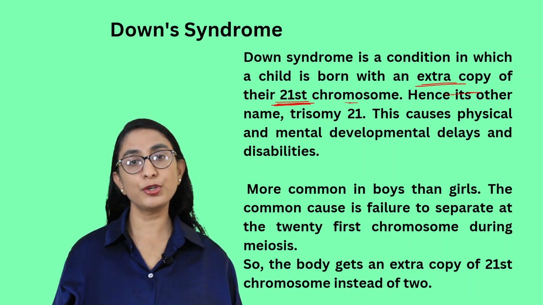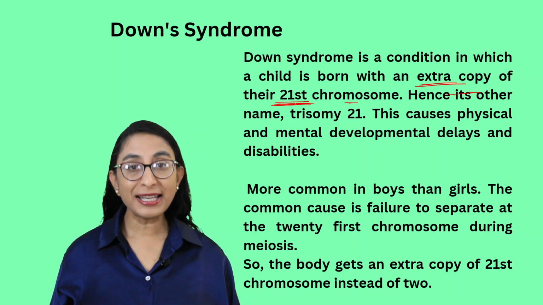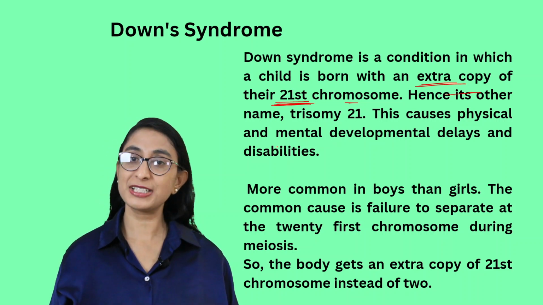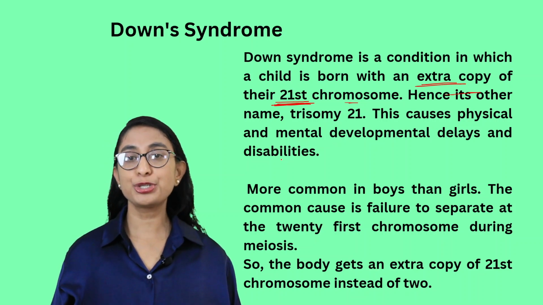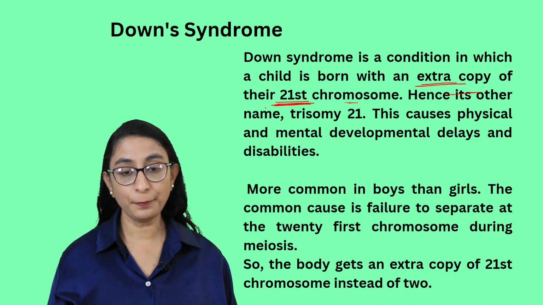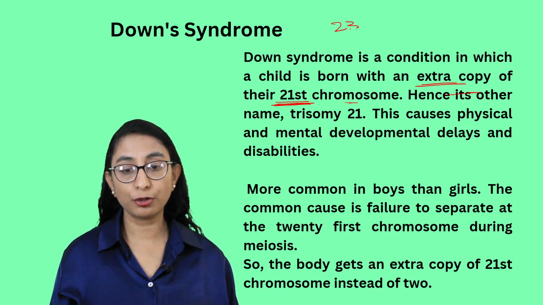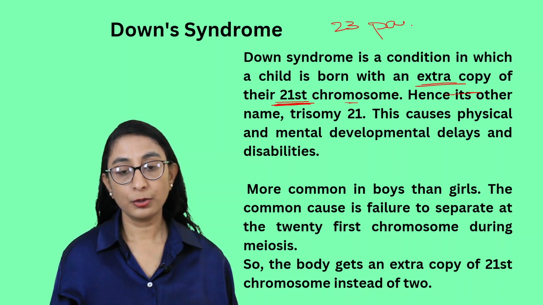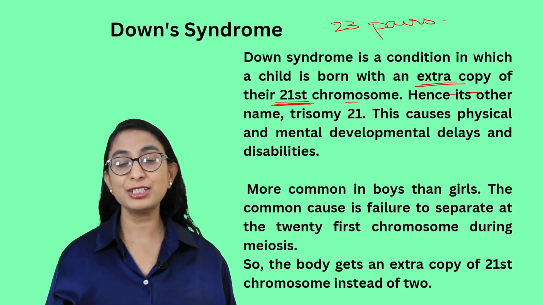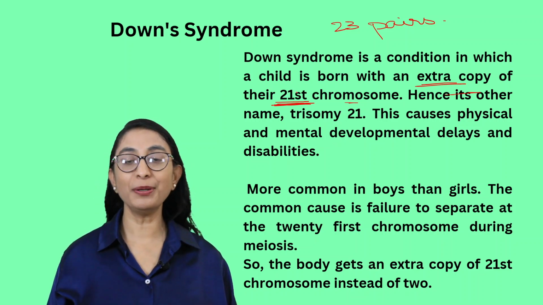So first and foremost, how many chromosomes do we have in our body? We have one set of chromosomes coming from the father and one set of chromosomes coming from the mother, isn't it? So usually when we speak about chromosomes, we speak in pairs, correct? So we have 23 pairs of chromosomes in our body, and out of these 23 pairs, one set is coming from the father and one set is coming from the mother.